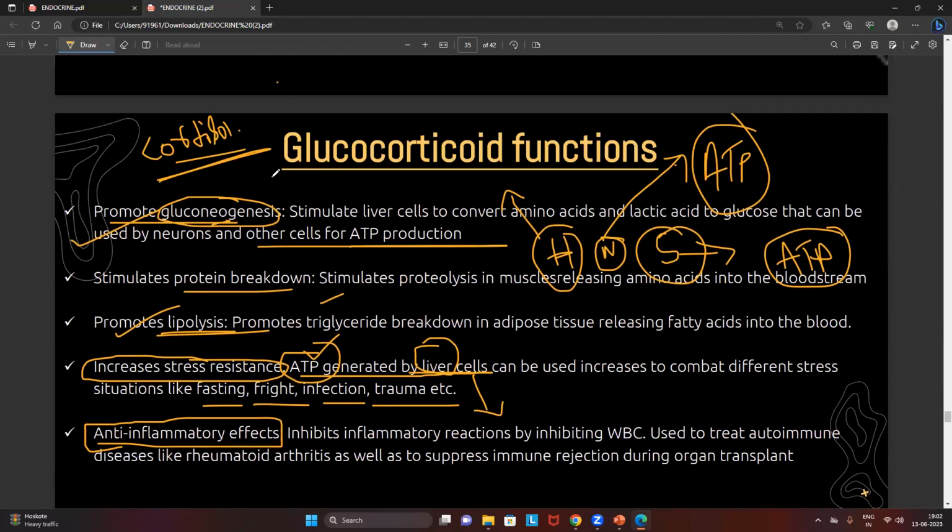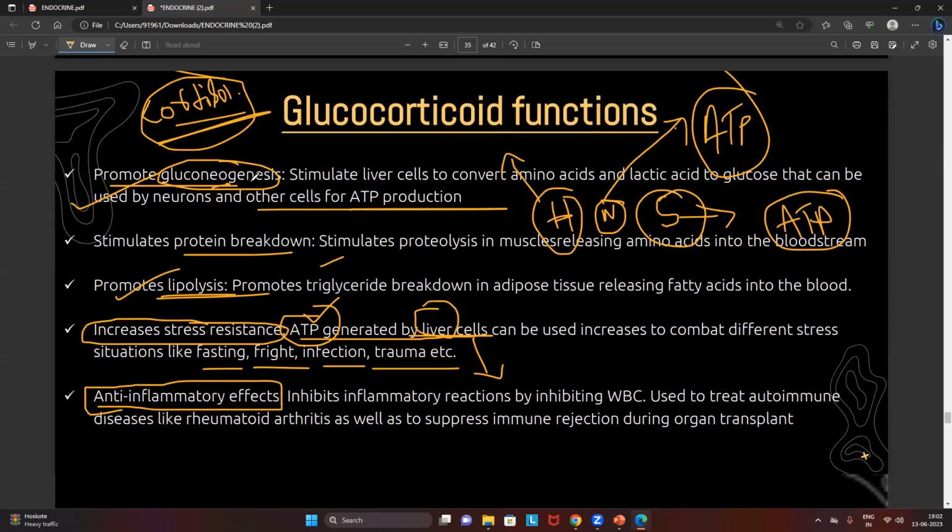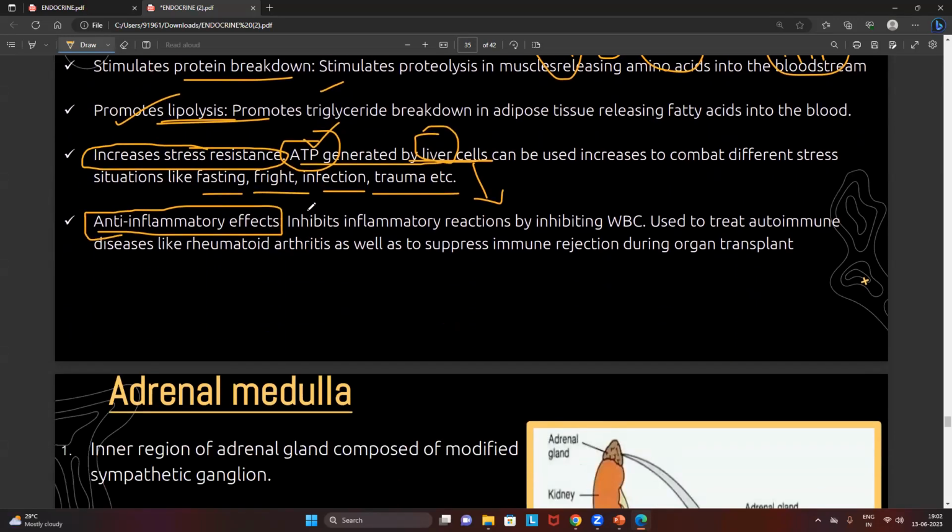Anti-inflammatory effect. Who is having anti-inflammatory effect? Cortisol is showing the anti-inflammatory effect. Now listen. You know very well what an anti-inflammatory effect means, which is suppressing the inflammation process. Now you all have to ask one very interesting question. What is that very interesting question you have to ask?